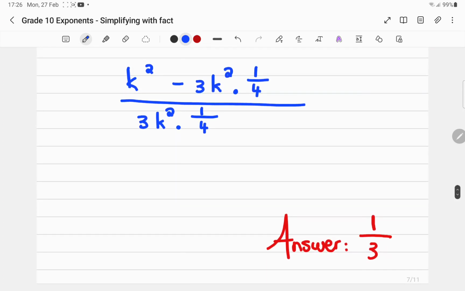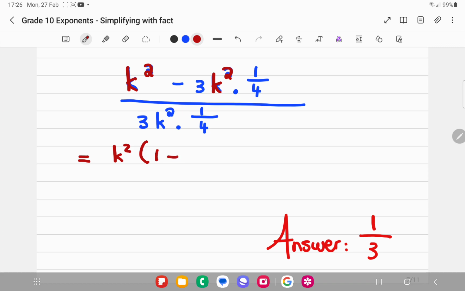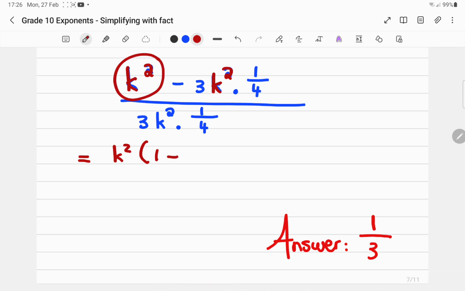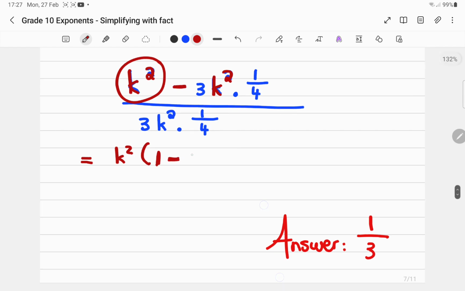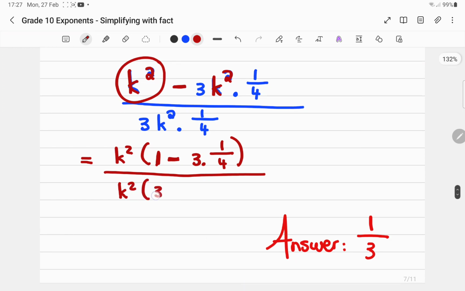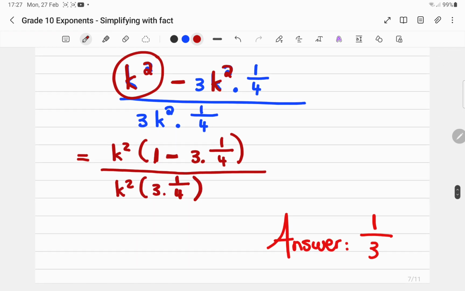As you can see at the top, I can take out a k squared in this term and a k squared in that term. So I'm going to do an HCF of k squared. What is left? 1 minus, so remember if you took out exactly that, there has to be a 1 left, minus 3 times a quarter, over, if you take out a k squared there, I'm just going to rewrite it like that so that we can see the k squared nicely to be divided out.